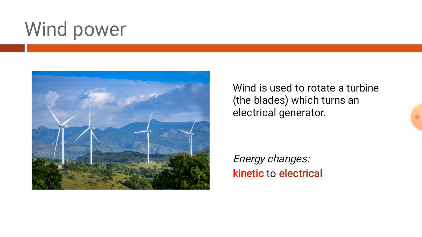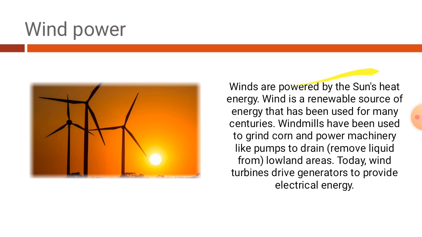There are many windmills like these, wind power units like these, even in our state Tamil Nadu. Mostly they are found in the Kanyakumari region. Some of you might have traveled to Tirunelveli or Kanyakumari. You would have seen these farms on either side of the highway. Winds are powered by the sun's heat energy. When the sun heats up the sea, it gets evaporated, and that creates the wind which blows through the atmosphere. So the wind is also a renewable resource of energy.